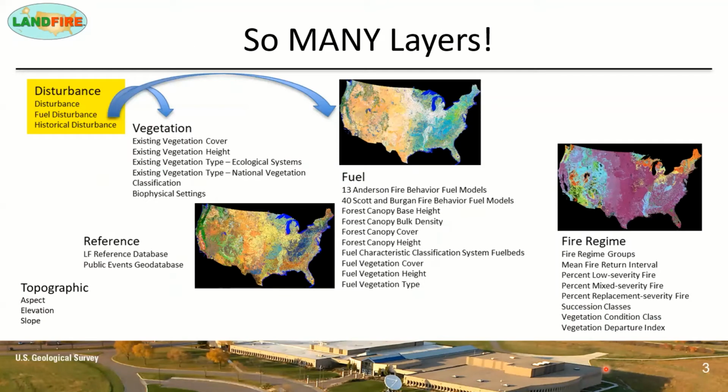So we have a lot of spatial layers, 32 spatial layers, all but 2 are 30-meter resolution rasters, and the base imagery that we use is Landsat to create these layers. I'm going to focus on the disturbance, but here the reference data set includes our point data for plots as well as our events perimeters, which I'll talk about a little bit more. But the reason that disturbance is so important is because it's kind of the beginning, right, in terms of adjusting vegetation type, cover, and height for those disturbed areas, as well as the fuels that need to be changed for disturbed areas.